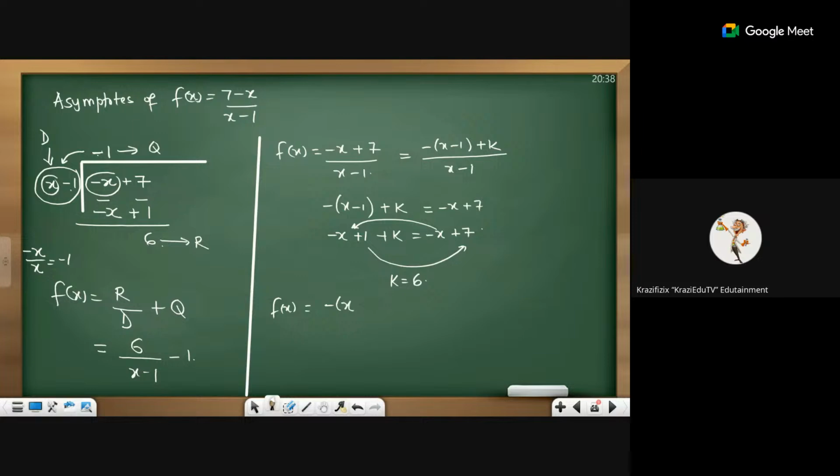Anywhere I see k, what should I write? Positive 6 over what? Now I can split this as negative x minus 1 over x minus 1 plus 6 over x minus 1. What's my answer? 6 over x minus 1. Do you notice x minus 1 would cancel x minus 1? But learn the K method, it always helps. Just 3 steps. Take the first x value, divide it by that, write the answer. Then you multiply, and then you subtract.